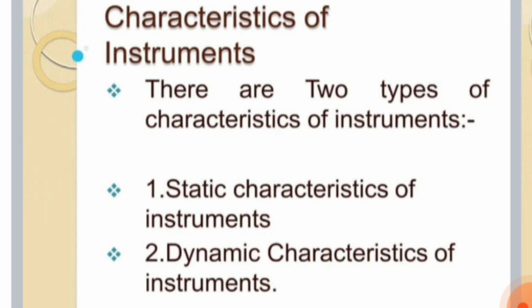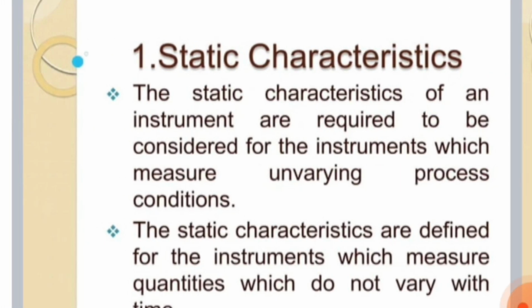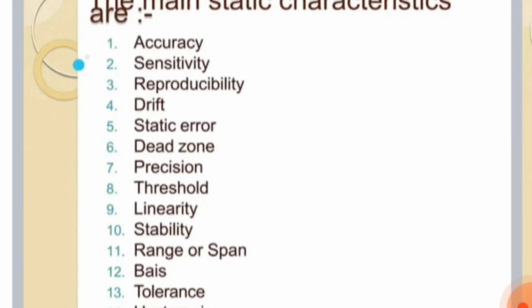Characteristics of instruments. There are two types of characteristics of instruments: static characteristics and dynamic characteristics. Static characteristics of instruments are required to be considered for instruments which measure unvarying process conditions. The static characteristics are defined for instruments which measure quantities which do not vary with time. The main static characteristics are: accuracy, sensitivity, reproducibility, drift, static error, dead zone, precision, threshold, linearity, stability, range or span, and bias.